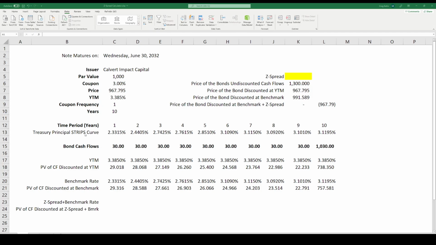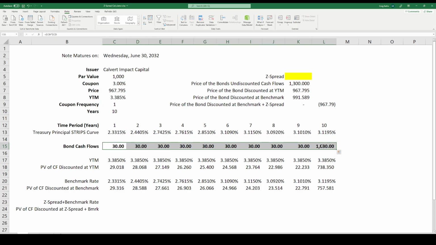Here I also have the Treasury principal strips curve. This is the zero coupon yield to maturities at each point in time. So a 1 year zero coupon Treasury risk-free security is 2.3315%. And I've already calculated the bond cash flows line here.